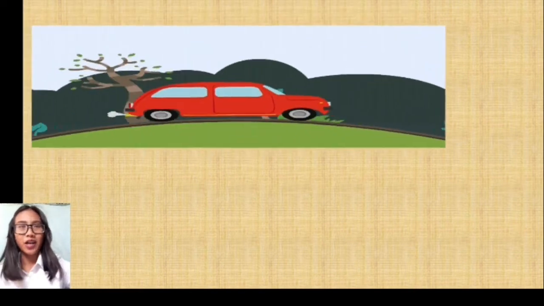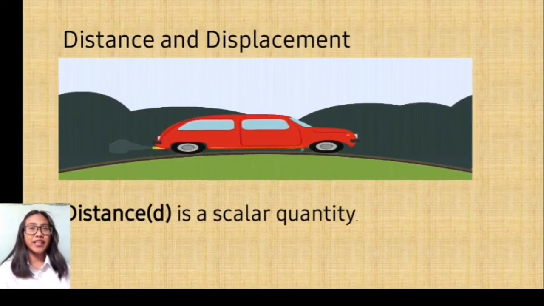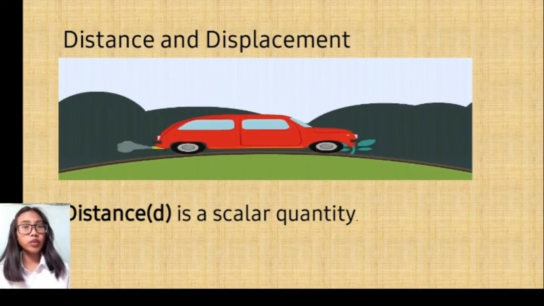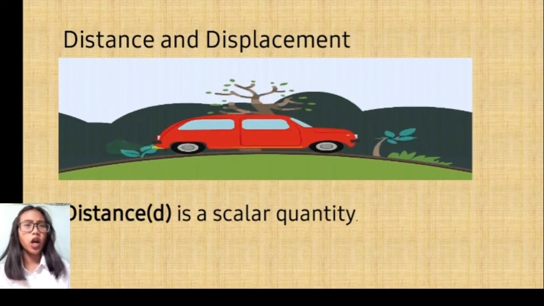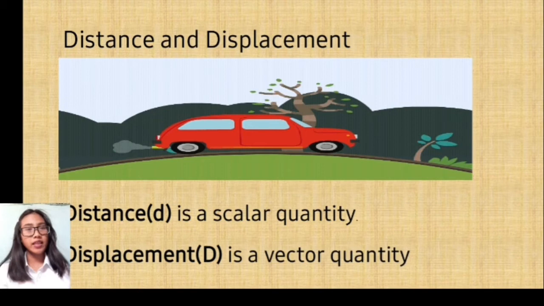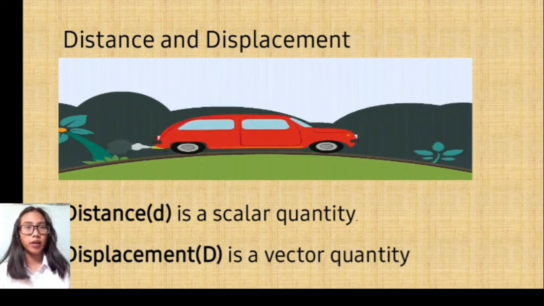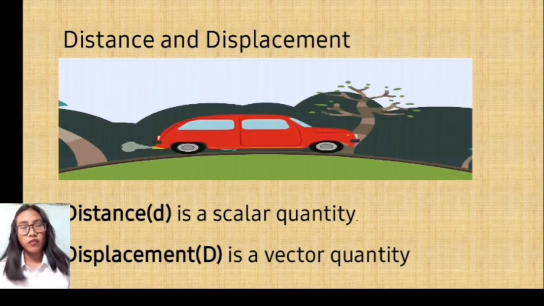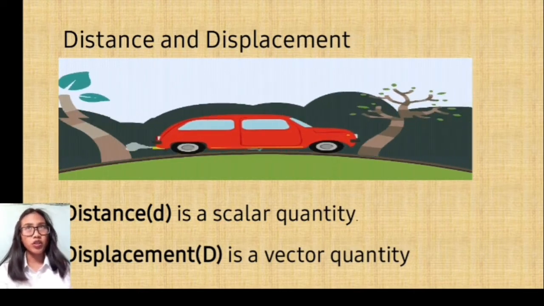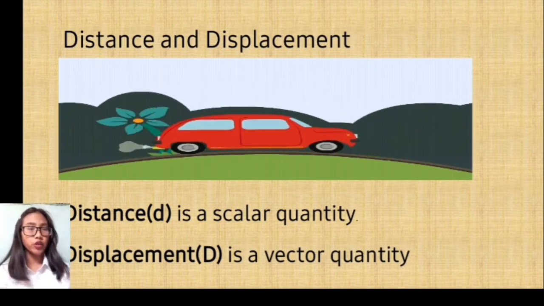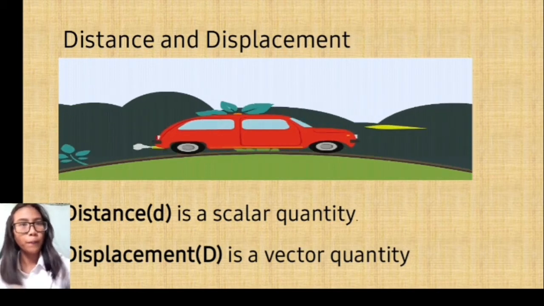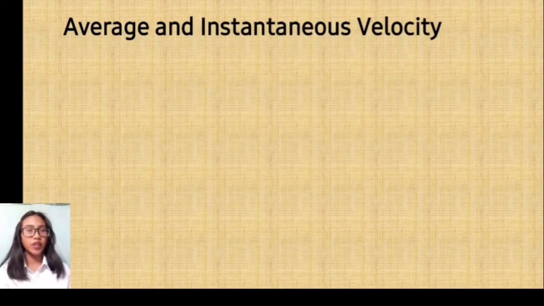So, when we say distance, it is a scalar quantity, which means it has only magnitude but doesn't have a direction, while the displacement is a vector because it has both magnitude and direction, and it is also the difference between two positions. Generally, when we give directions, we use the geographical directions such as the north, east, south, and west. Let's proceed to average and instantaneous velocity.